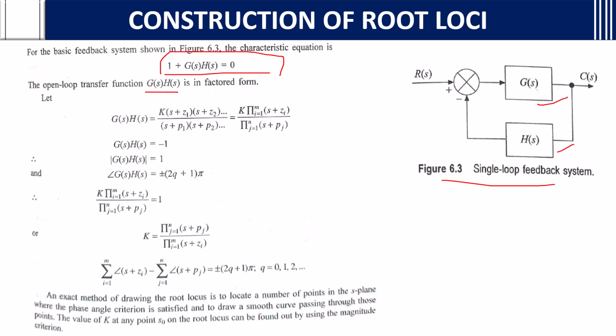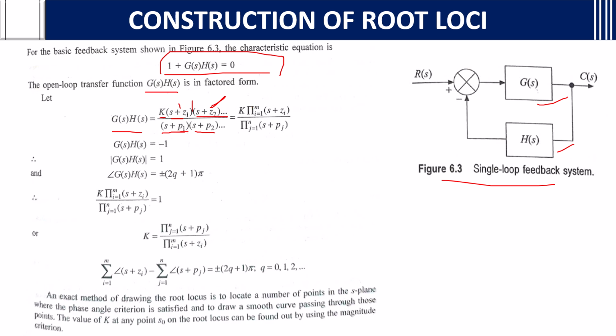G(s)H(s) is written as K into (s plus z1)(s plus z2) and so on, by (s plus p1)(s plus p2). Here the z's are zeros and the p's are poles. In the s-plane there will be roots, that is poles, as well as zeros present. P is poles; in the numerator, z means zeros. So K into (s plus z1) into (s plus z2), and so on, by (s plus p1) into (s plus p2). It is in the form of a product of sums.